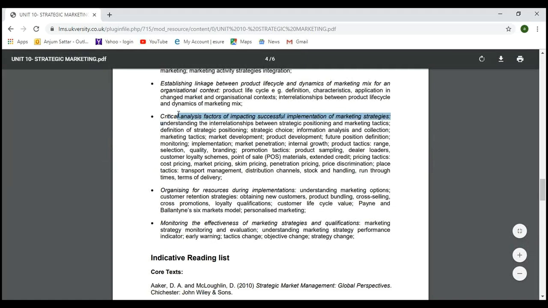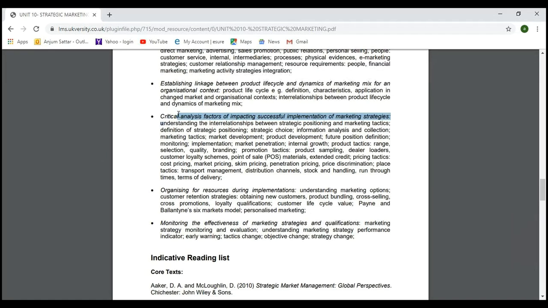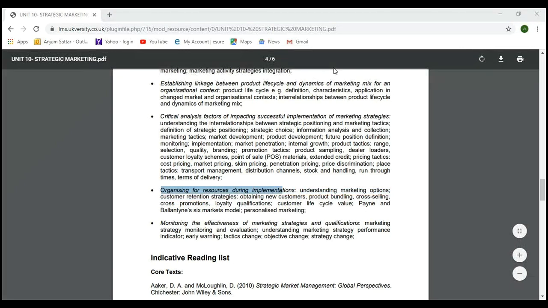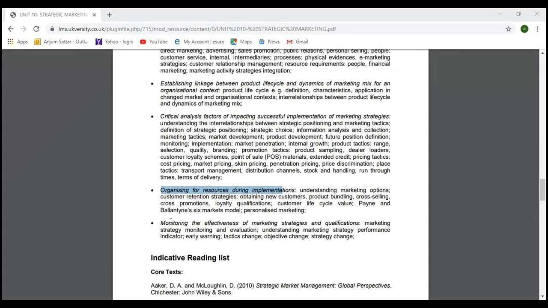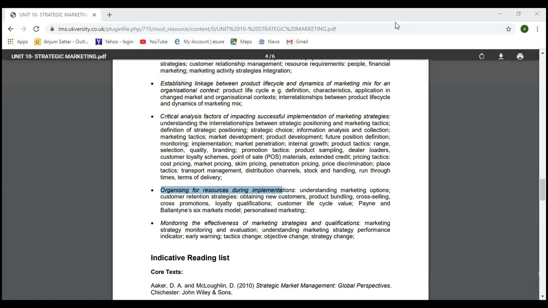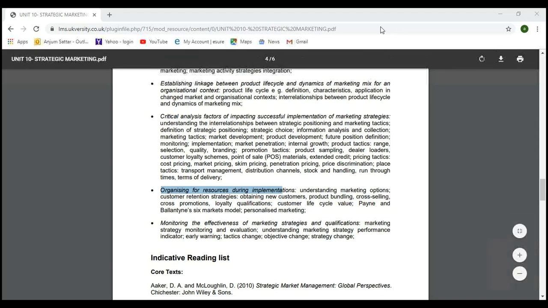Today's lesson is about the implementation of marketing strategy. In the successful implementation of marketing strategy, branding can play a significant role, and all the other keywords will be in our discussion as well. We need to organize the resources. Resource organization is very important, and we need to discuss the 3Ms: men, money, and material. These need to be arranged, and we need to monitor the effectiveness of marketing strategies. We really need to focus on our marketing.